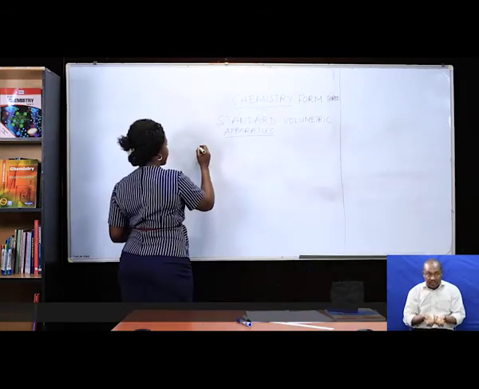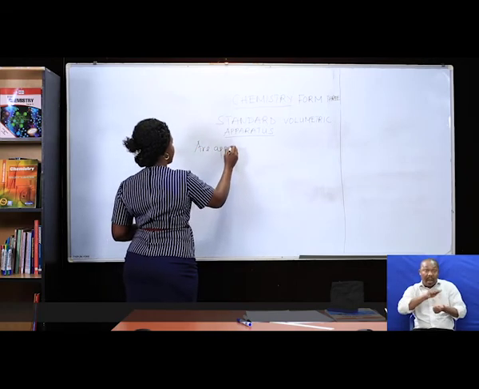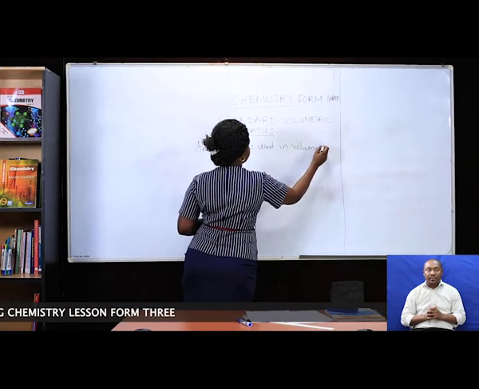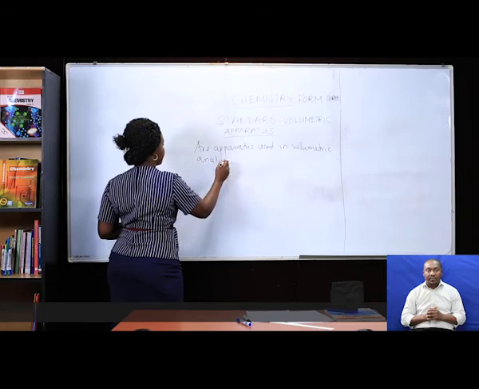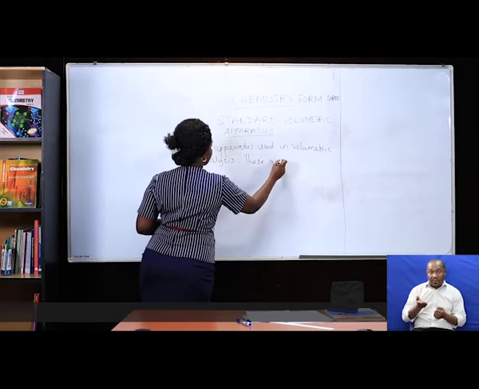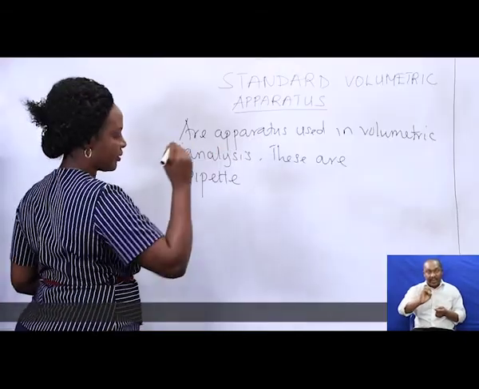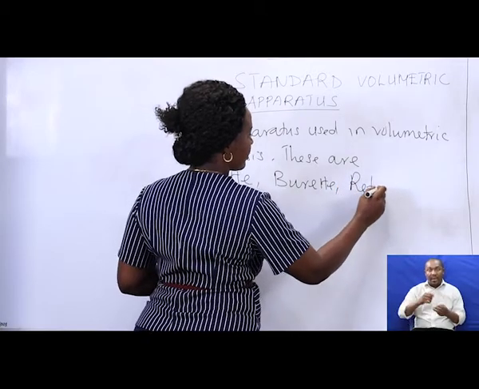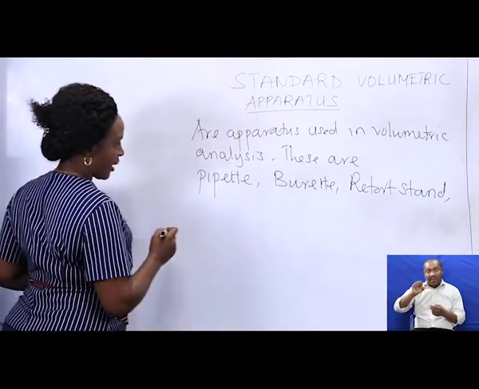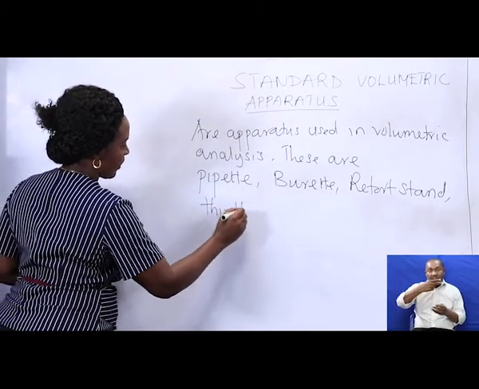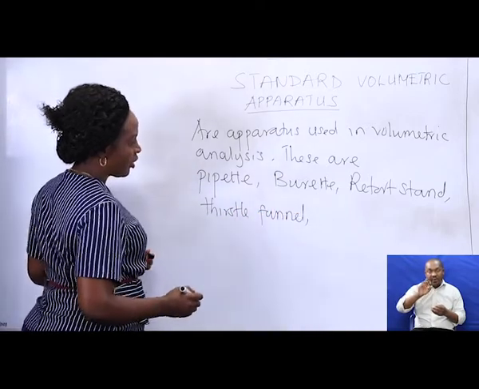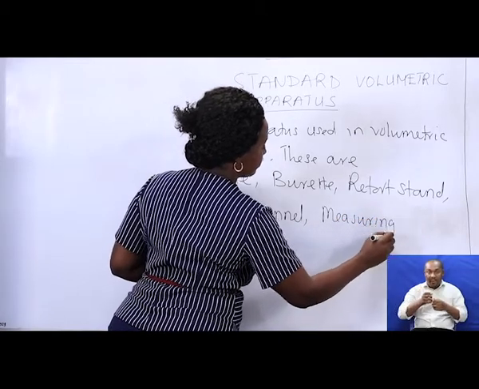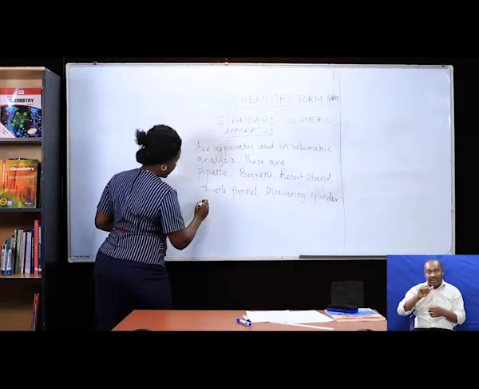Standard volumetric apparatus are apparatus used in volumetric analysis. These are pipettes. We must have a burette. We must have a retort stand. We must have a filter funnel. We must have the measuring cylinder. Reagent bottles.